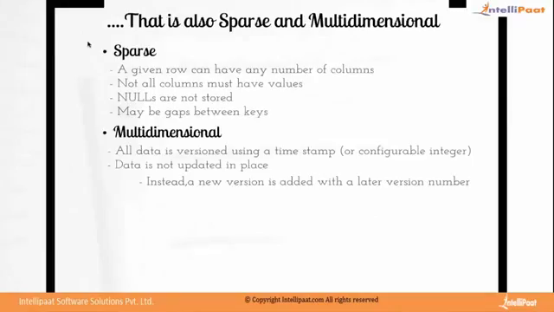Sparse. It's sparse because the beauty of this is a given row can have any number of columns. Not all columns must have values. Nulls are not stored, and it's absolutely perfect. And multidimensional because all the data you put is basically stored in versions. By default, 3 versions are stored.